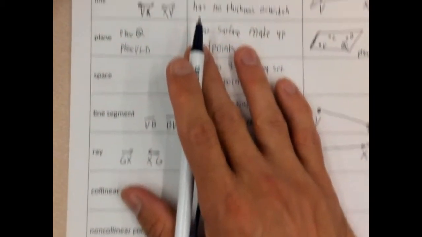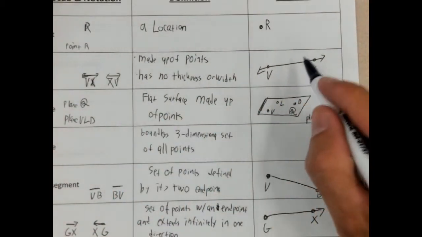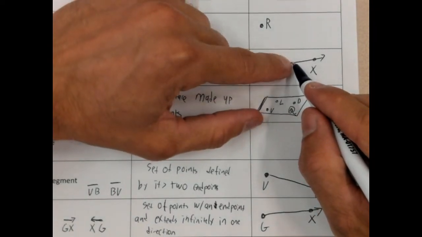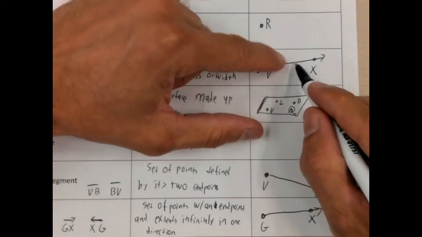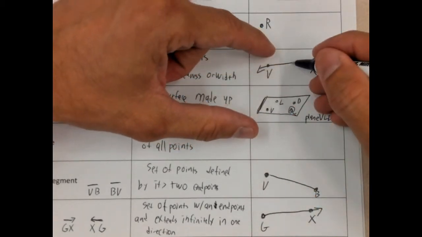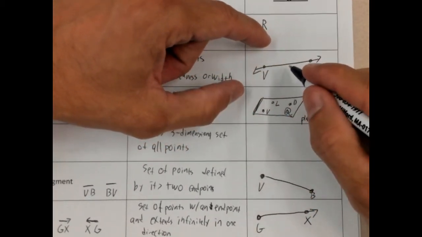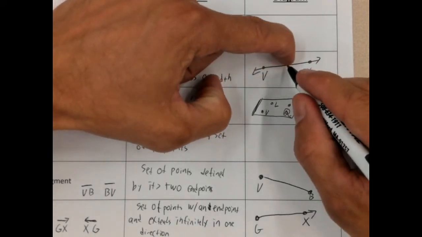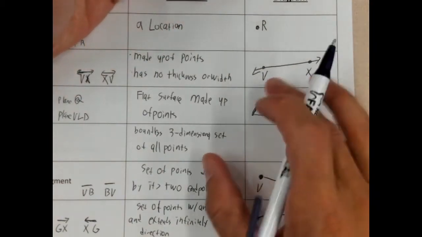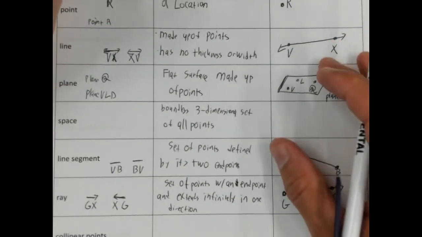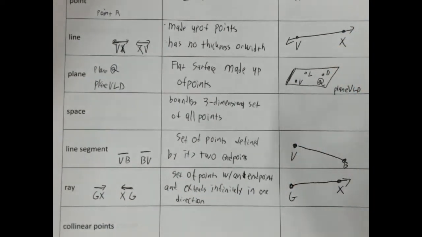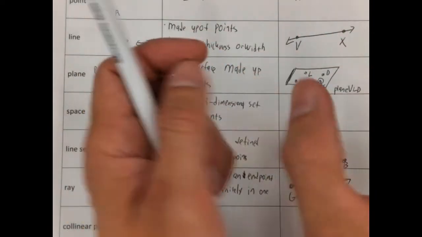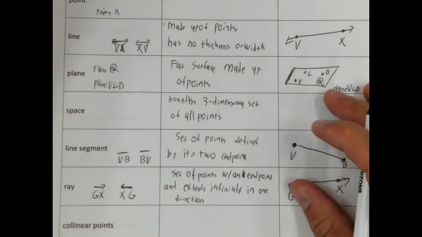One thing also, if you think back to line for a second, if we had a third point here, you could also see that a line actually consists of two rays extending in opposite directions. Let's say this is point R. You'd have ray RX and ray RV, and that would create the line VX, which we'll get to in one of the worksheets. So you can think of a line as the combination of two rays extending in opposite directions.